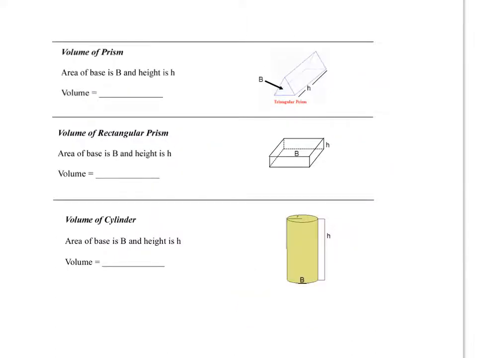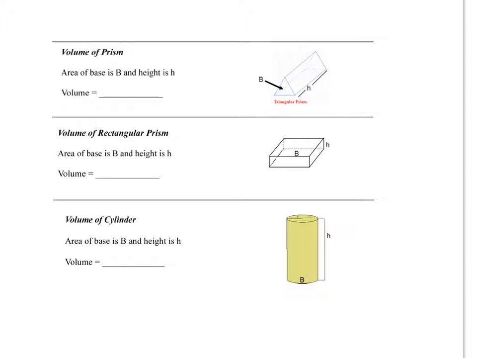So let's talk about the volume of a prism. Remember, a prism has a base. In this case, this is a triangular prism because it has a base that's a triangle. The other base is also a triangle. And those two bases are connected by 3 rectangular faces. Right? So we got the bottom, the side, and the back side there. So we have 2 triangles, those are my bases, connected by the 3 rectangular faces, the lateral faces.